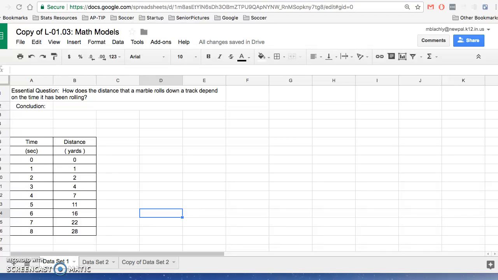Okay, in this tutorial, we're going to make a math model for a nonlinear set of data. So the question is, how does the distance that a marble rolls down a track depend on the time that it has been rolling? First of all, we'll take a quick peek at our data. We'll highlight it. We'll go to Insert, Chart.